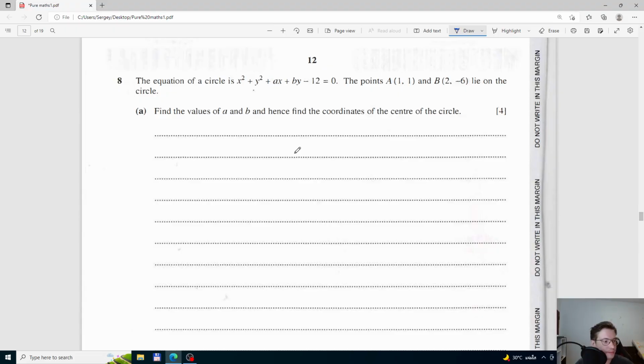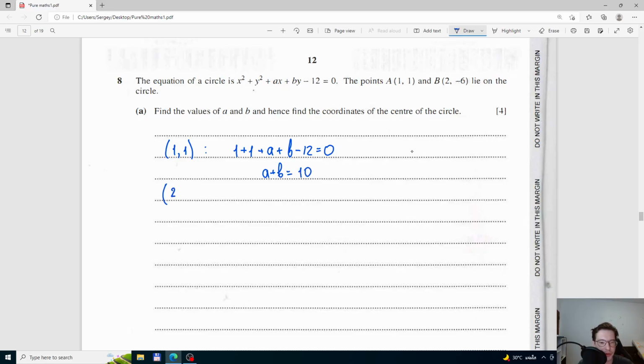Equation of the circle. And we have to find the values of A and B, and state the coordinates of the center. Okay, sure. So since the point 1, 1 is on a circle, that means we can substitute those coordinates into the equation. You get 1 plus 1 plus A plus B minus 12 equals to 0, and let's simplify that a little bit and get A plus B equals to 10.